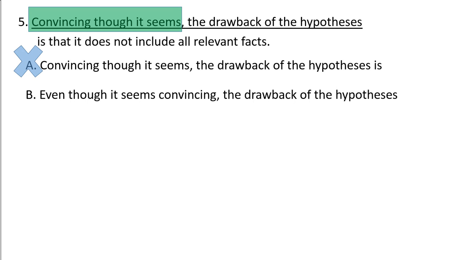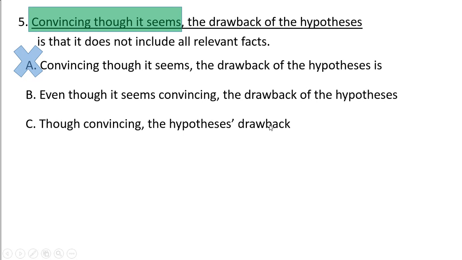Now B, even though it seems, all right. So here the word you can see here, even though it seems convincing, the drawback of the hypothesis is fine. So we can go with B. Let's talk about C. Though convincing, the hypothesis is drawback.